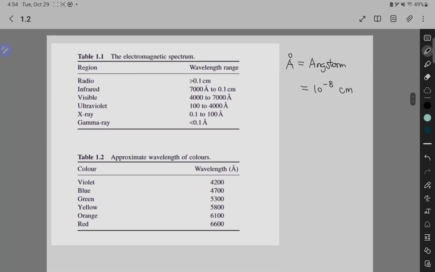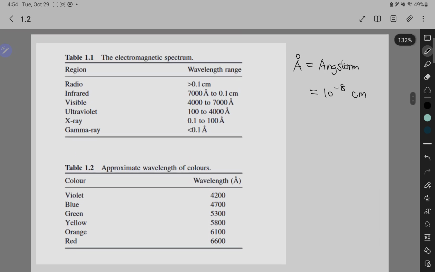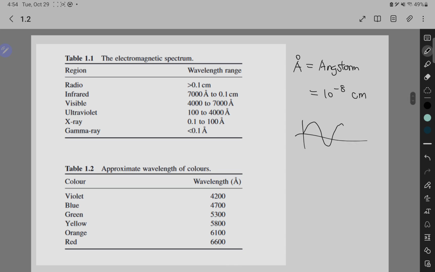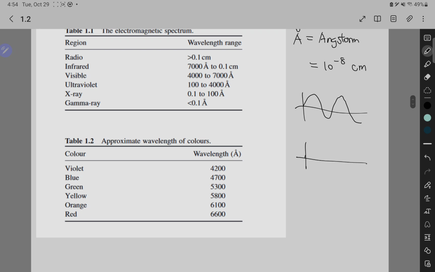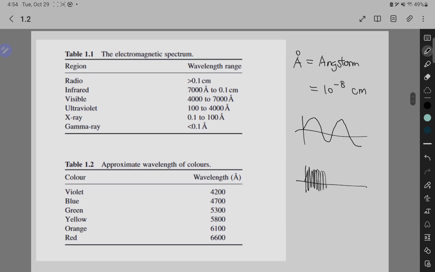So the electromagnetic spectrum can be divided into a number of regions. As we can see here, the regions go from radio to gamma ray. This is talking about the wavelength. A radio wave would be something like this, right? It has a very long wavelength and very low frequency. Whereas a gamma ray has a much shorter wavelength. I probably couldn't draw it here, but you get the idea. It will have a way higher frequency, and it goes from radio, infrared, visible, ultraviolet, X-ray, to gamma ray.